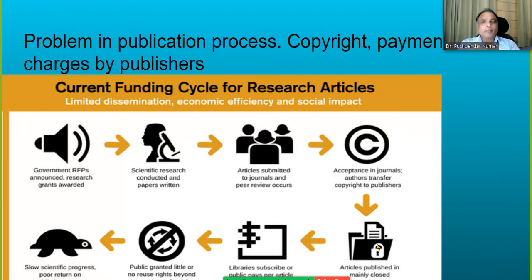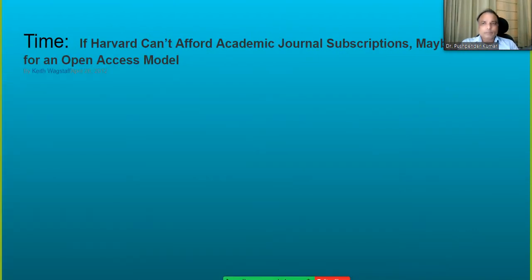These are the copyright, payment or charges problems by the publisher. Here you can see. So what we need to do with this new method, we need to remove this C. How can we remove this C? Second, remove this, that the publisher keeps all rights with them. It should be open access, right? I hope now you understand what we are talking about.